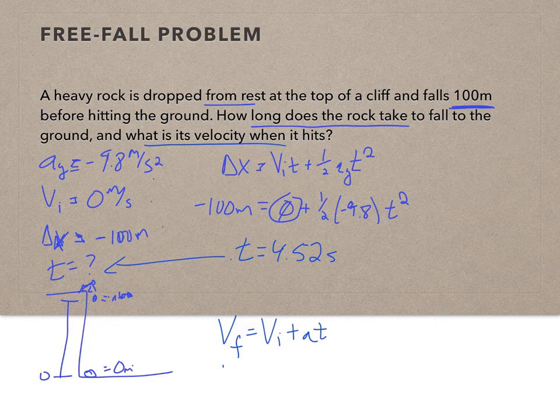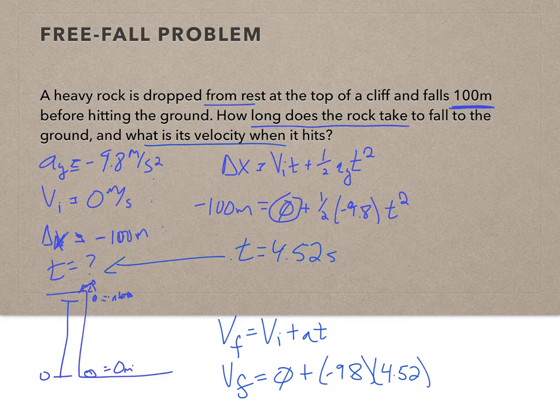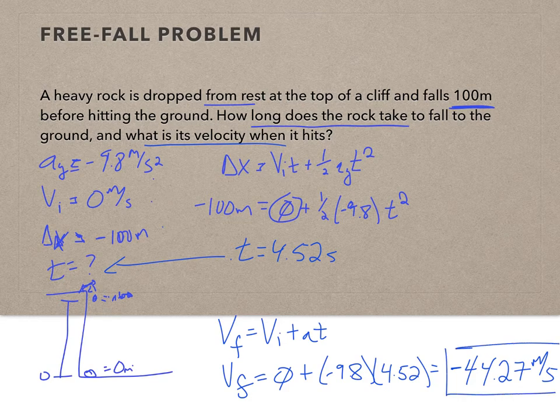So my final velocity, what I'm solving for, is equal to my initial velocity, which is 0, plus acceleration, which is negative 9.8, times my time. I'm going to use my calculator answer, but I'll just show that right there. So I got negative 9.8 times my calculator stored answer, and that gives me a final velocity of negative 44.27 meters per second. And with two sig figs, you can make that negative 44 meters per second. But again, for final velocity, I need a magnitude and direction, so you have to give me that negative there. So here are my two answers.